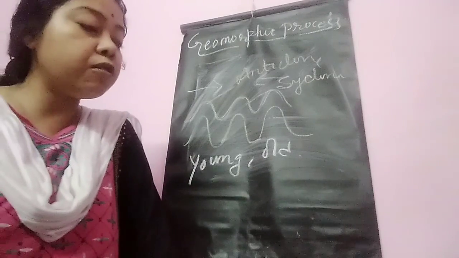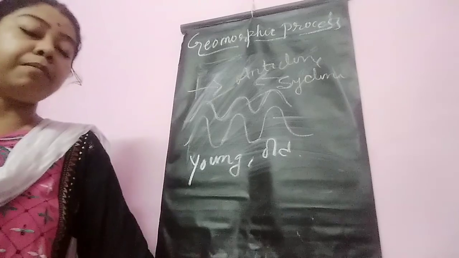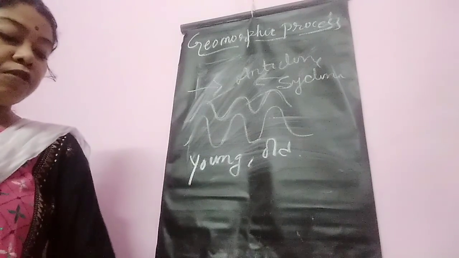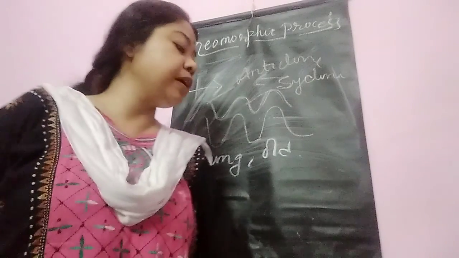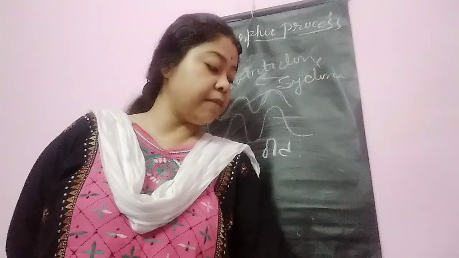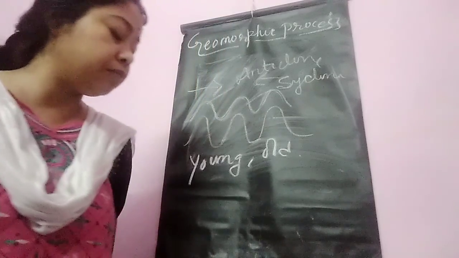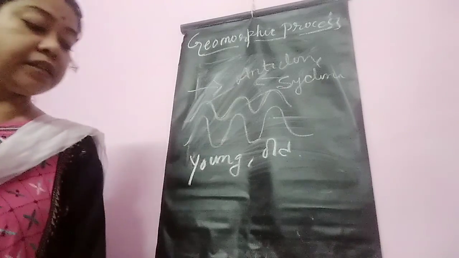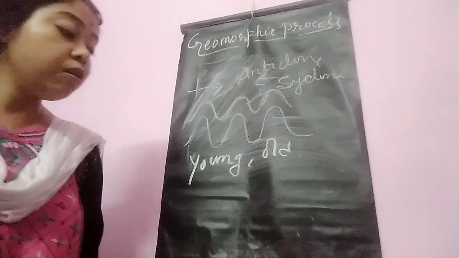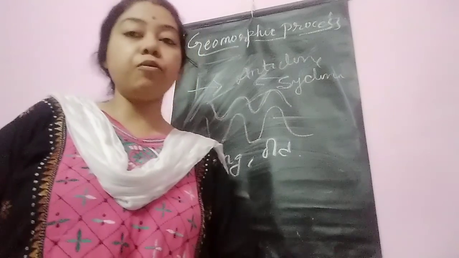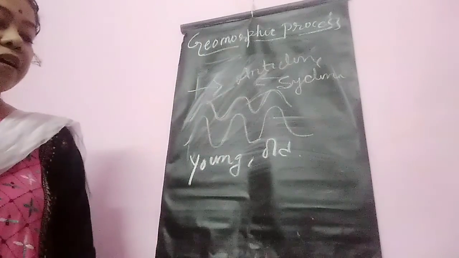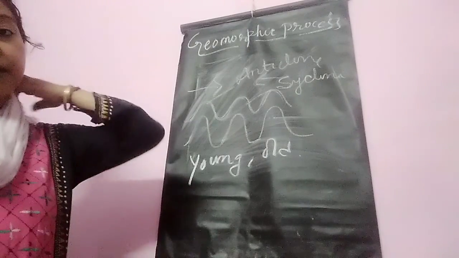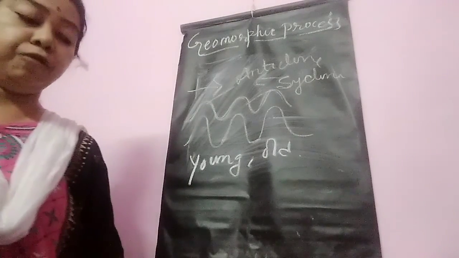And what are old fold mountains? The mountains which were formed more than 200 million years ago are called old fold mountains. Their mountain building process stops or ceases. The height of the mountain is not increasing. The formation is complete. That is called the old fold mountain. Examples of old fold mountains are the Aravallis, Appalachian, Great Dividing Range of Australia.